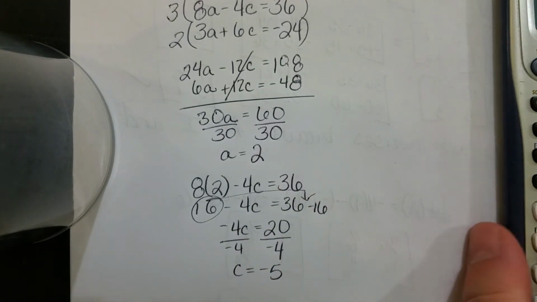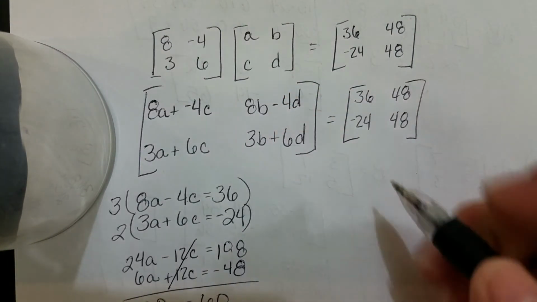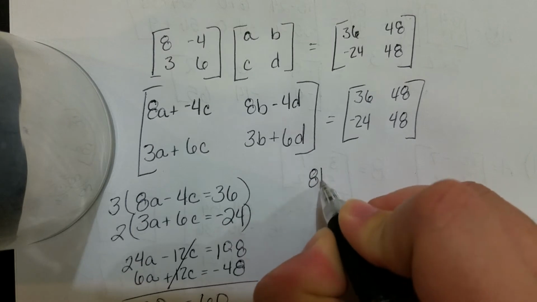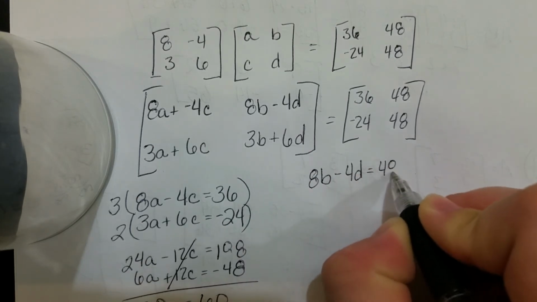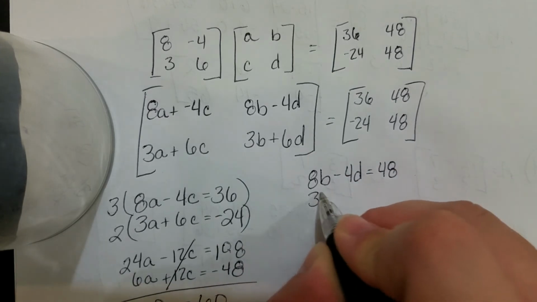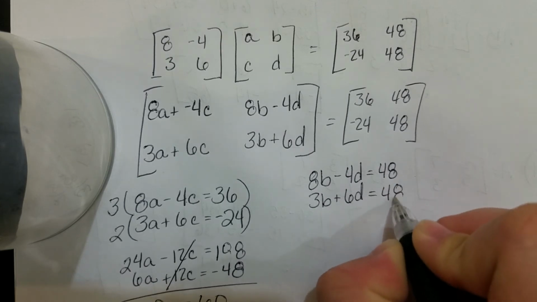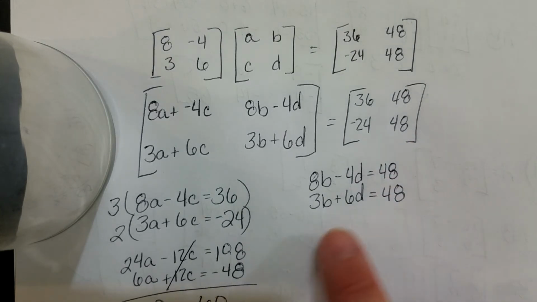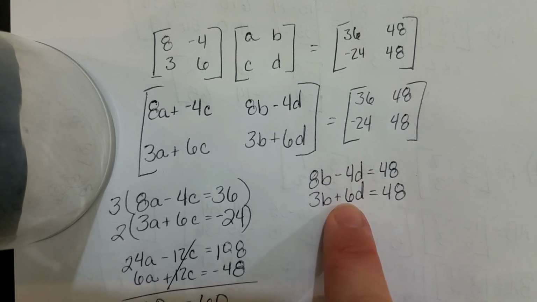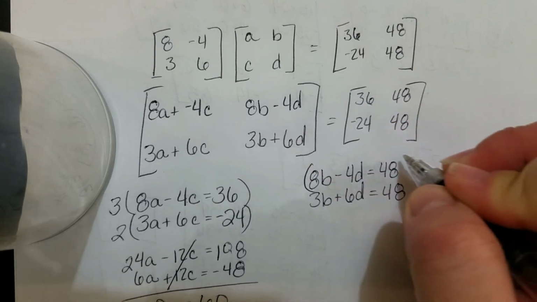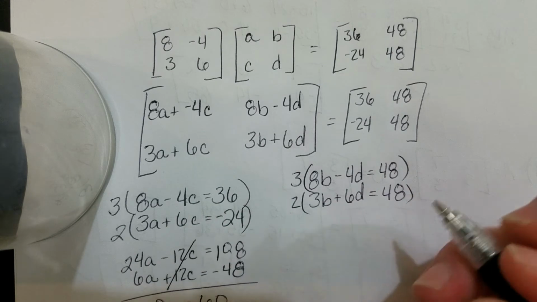That's excellent. Going back up here, now I'll set up 2 equations with B and D. So I have 8B minus 4D equals 48. And then here, 3B plus 6D also equals 48. Again, I could do the 8 and 3, that's fine, but it's probably easier to make these 12 again. So I'll just do the exact same thing I did, which is multiply that one times 3 and that one times 2.